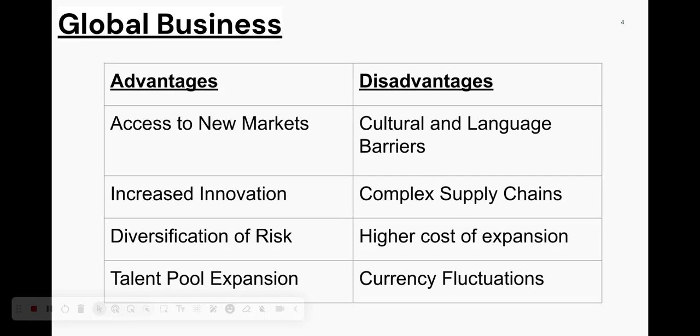Next, another advantage is talent pool expansion. And what that means is when a business does decide to go global, it can hire people from so many different countries instead of just relying on workers in its home country. And what this does is it gives the business a much larger and much more diverse talent pool, because all these people have different skills, different experiences, different perspectives, and it can often lead to better problem solving, more creativity, and stronger innovation. However, to global business, there are some disadvantages.